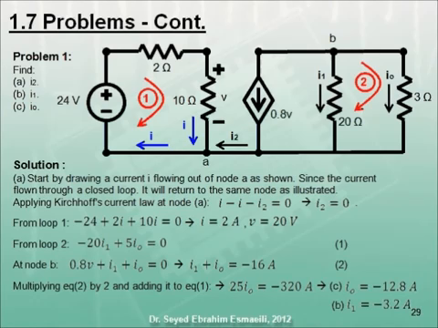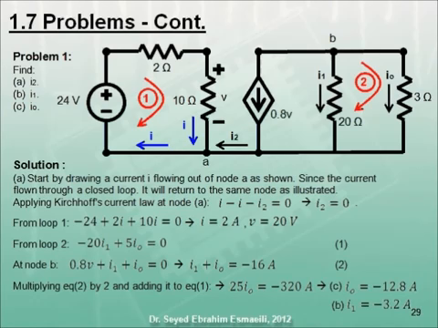Applying KVL to the first loop and assigning a positive sign to voltage drops in the direction of the loop, we obtain minus 24 plus 2I plus 10I equals 0, which gives I equals 2 amps and V equals 20 volts. Applying KVL to loop 2, we get minus 20I1 plus 5I0 equals 0.